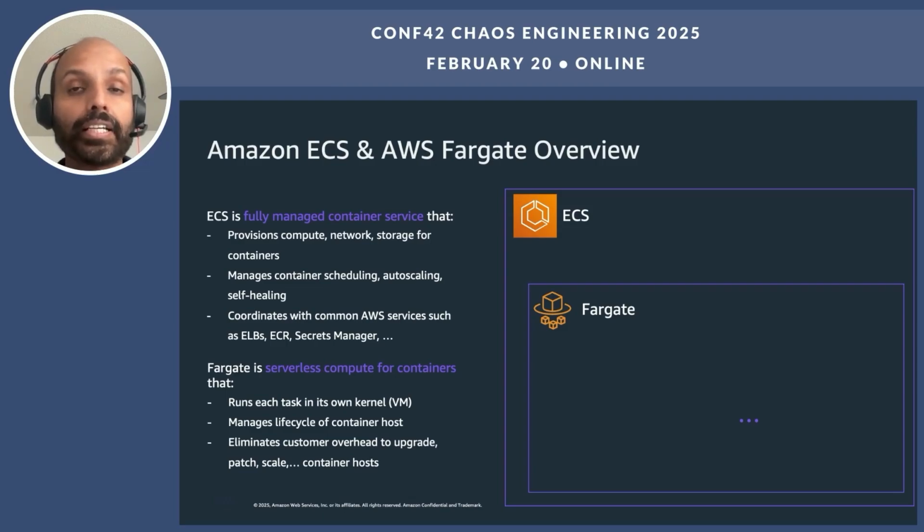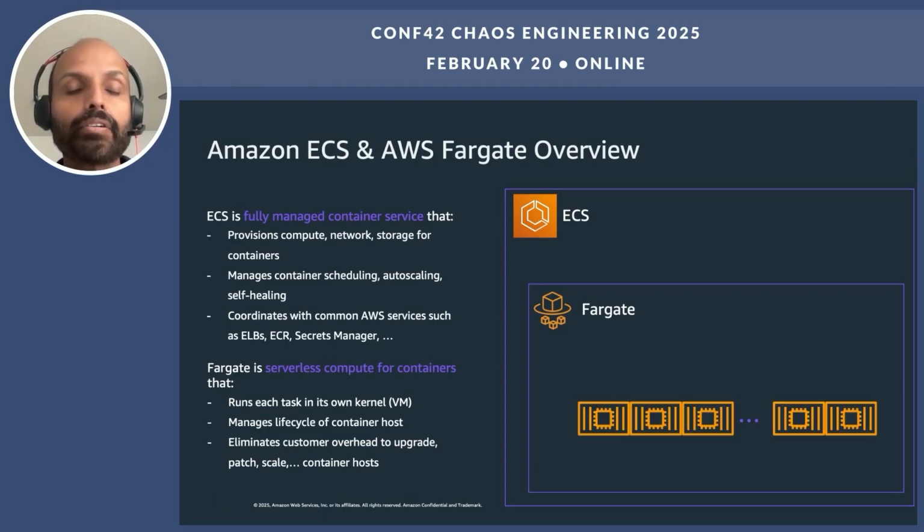Now, where do you run these containers? So you have a few options. One of them is AWS Fargate, which is a serverless compute platform for containers. It runs each of the containers in its own kernel and manages the life cycle of the underlying host. So you eliminate the need for customers to upgrade, to patch, and to scale the underlying hosts needed by the containers.